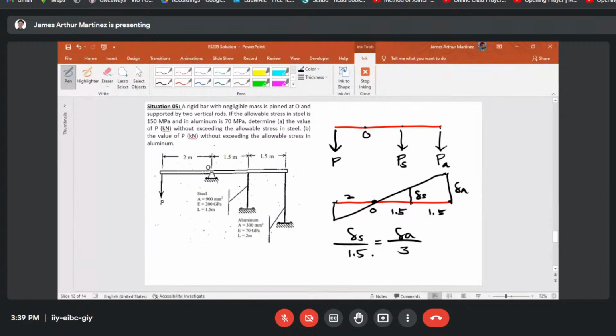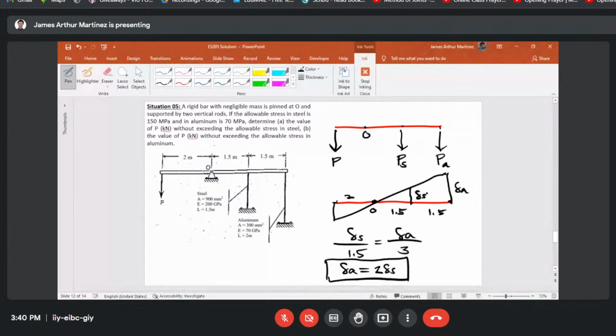Sige. So meaning class, mas easier if ang 3 ang atong i-cross multiply, so 3 over 1.5. That would be 2, no? Therefore, class, ang ratio or ang relationship ni deformation of aluminum to steel is just equal to 2. Diba? So if i-cross multiply nimo siya, you have 3 over 1.5, that would be 2. Okay?